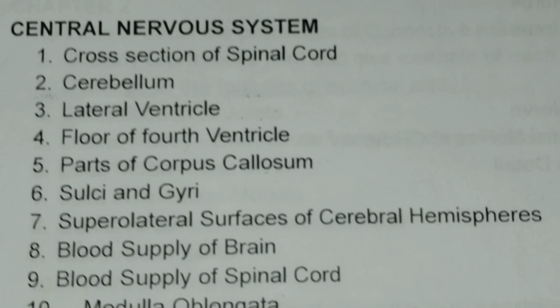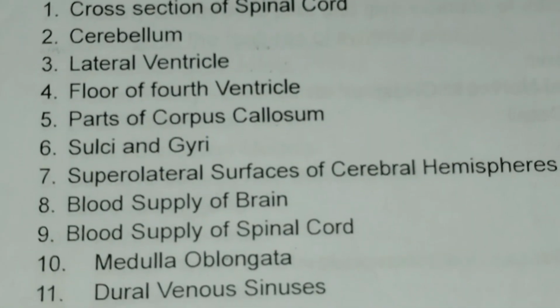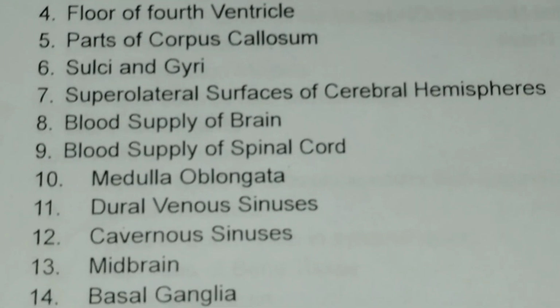Seventh one, superolateral surfaces of cerebral hemisphere. Eighth one, blood supply of brain. Ninth one, blood supply of spinal cord. And the 10th one is medulla oblongata. 11th one, dural venous sinuses.